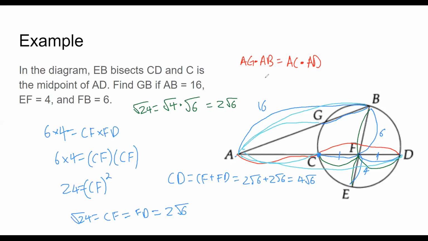So, AG is going to be something we don't know yet, so we'll leave it as AG. Then AB, we also do not know yet. But you'll notice that AB is equal to AG plus GB. So let's leave it at that for now. However, AB is 16 in the question. You're right. You're completely right. So we don't have to do that at all. We can just write 16. Thanks for catching that. So we'll just write AG times 16.